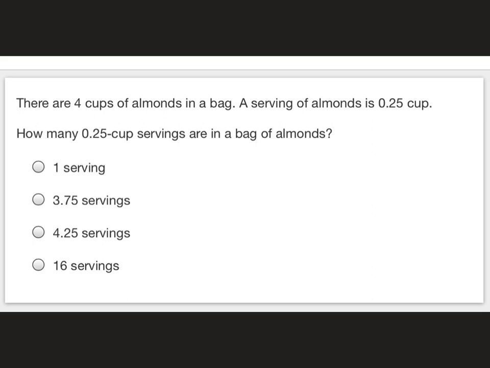All right, this is our last problem on this video. So we're going to look at the problem and the information that they give us and decide, is it multiplication or division? All right, so this says there are 4 cups of almonds in a bag. A serving size is 0.25 cups. How many 0.25 servings are in the bag? So if I know I'm trying to figure out how many individual servings there are, then I'm going to be dividing this. So when I go to write this down, I'm dividing 4 by 0.25.